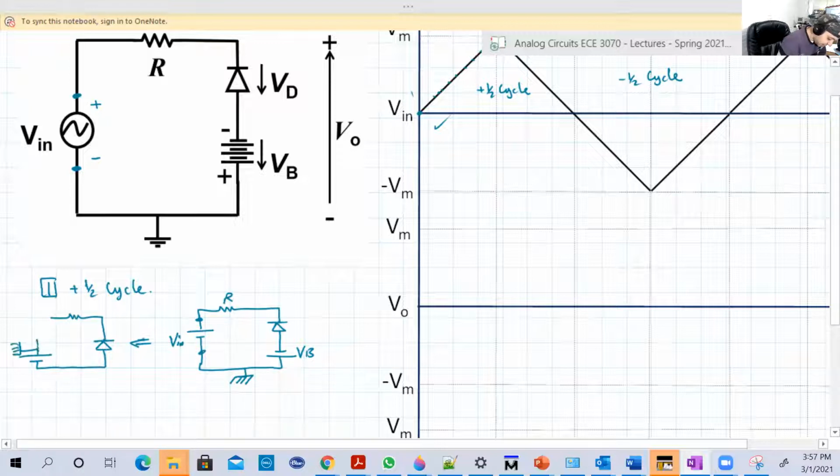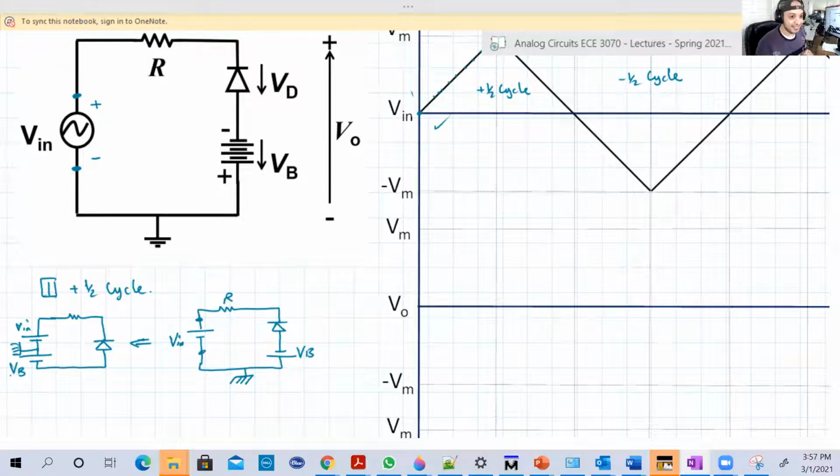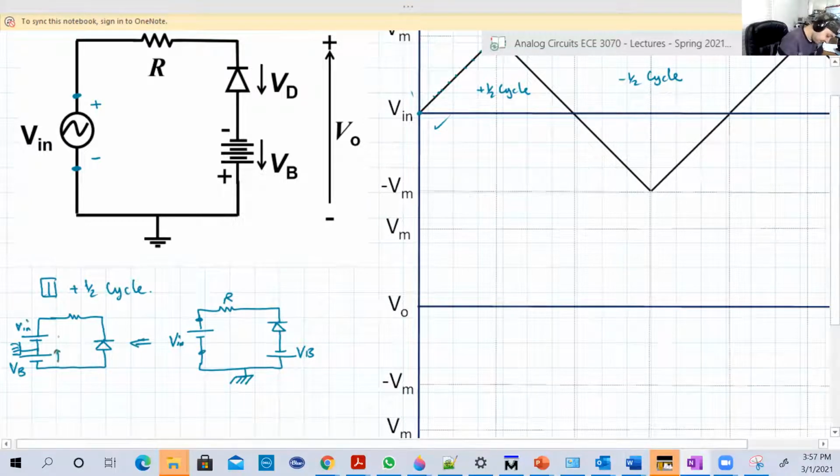Here is the ground. Here is V input. This is VB. And look now, both are in the same direction. And VB here is greater than 0. I mean, assume, for example, that VB is equal to 4, and V maximum is equal to 10, just as an example. So this is minus 10 here, and this is 10.